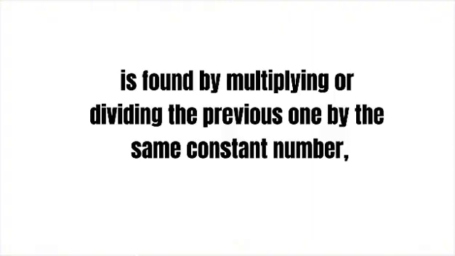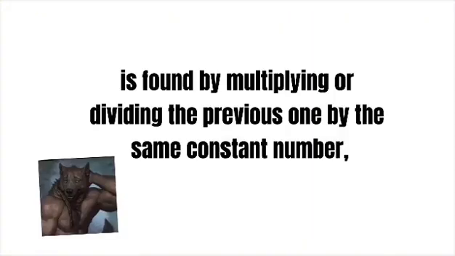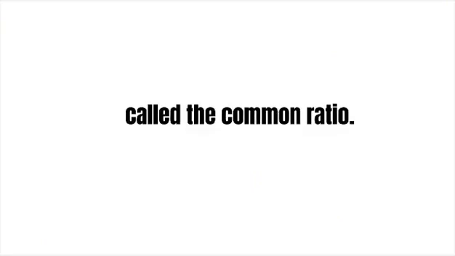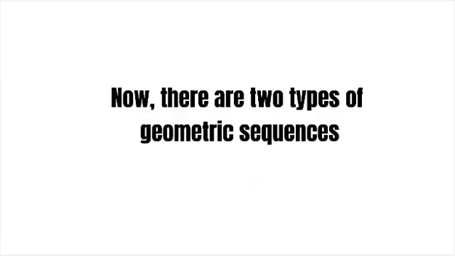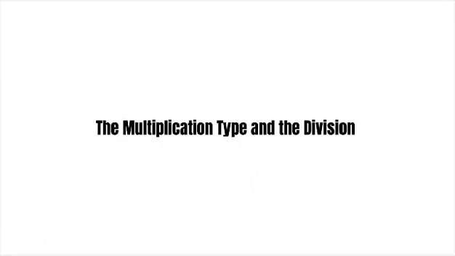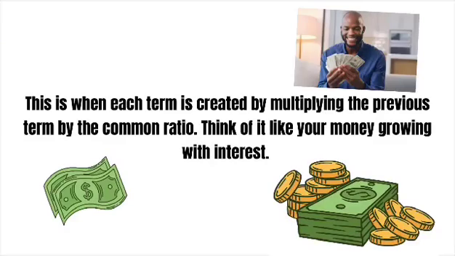A geometric sequence is simply a list of numbers where each term is found by multiplying or dividing the previous one by the same constant number, called the common ratio. Now, there are two types of geometric sequence, the multiplication type and the division type. I'm going to discuss the multiplication type first. This is when each term is created by multiplying the previous term by the common ratio. Think of it like your own money growing with interest.